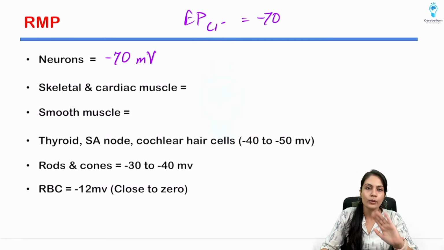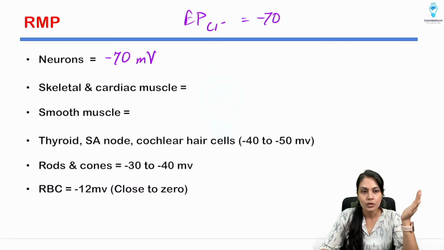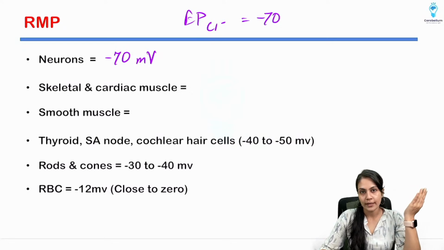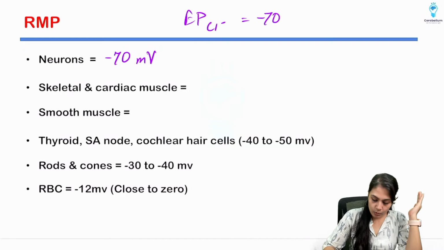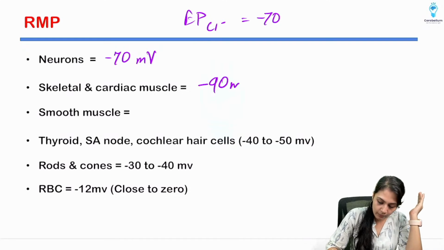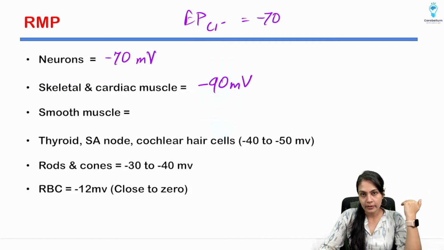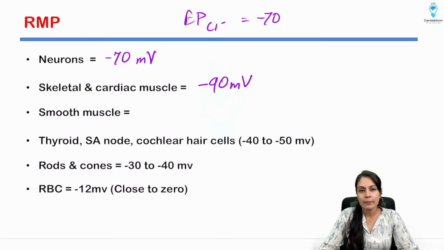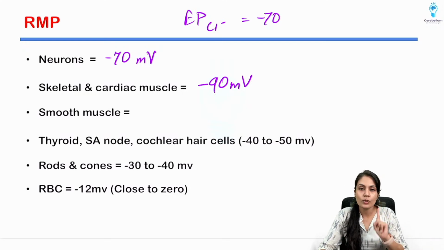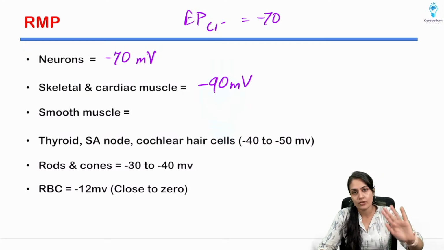Okay, but don't worry, they are going to give you either of the values, not both. Even if both are there, go for minus 90 mV, because everywhere in the guidance it is mentioned as minus 90. I'll check the latest edition of Ganong also today. So for skeletal and cardiac muscle, both, please remember, it is going to be minus 90, which is the highest.